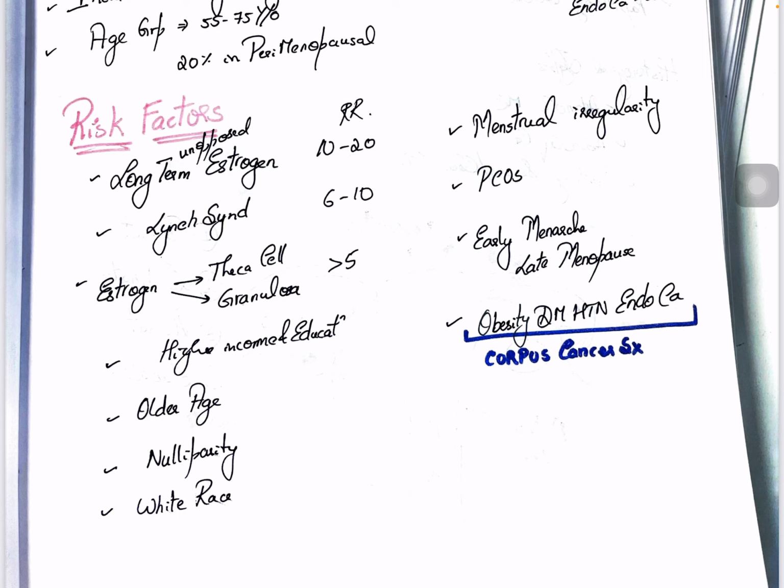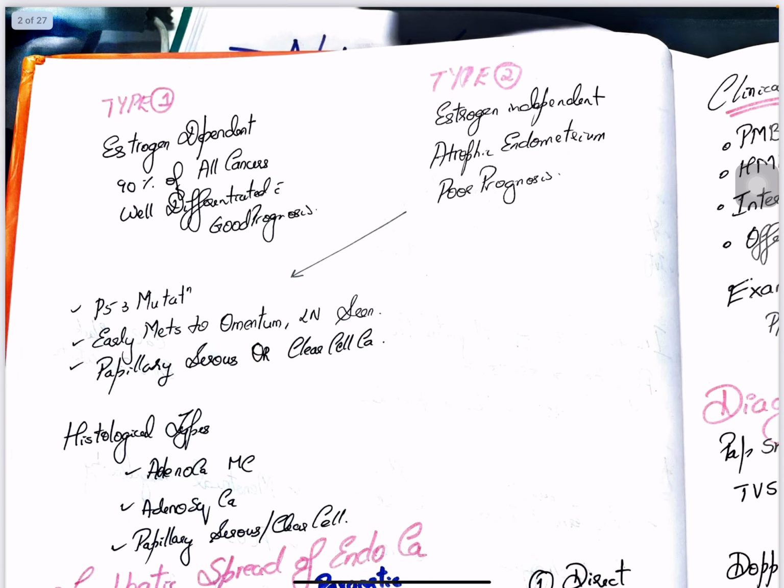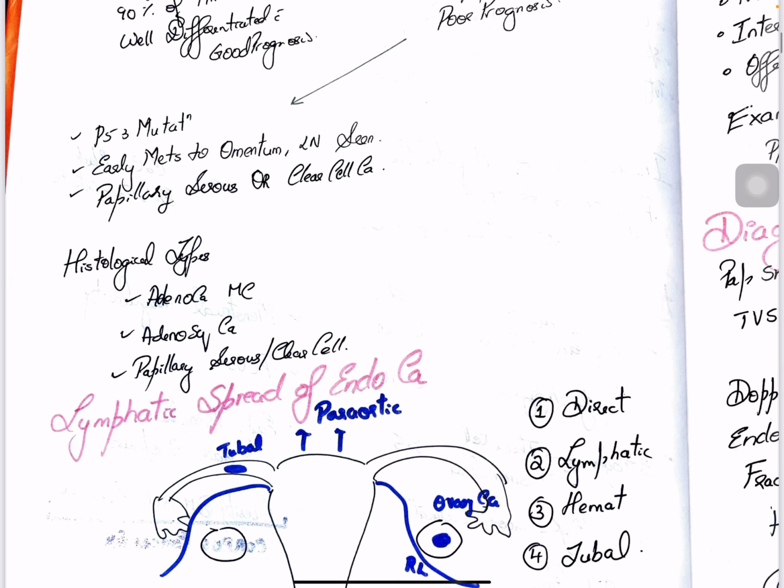That is obesity, hypertension, diabetes, and so on. Endometrial carcinoma types: we have two, estrogen dependent and estrogen independent. Estrogen dependent is the most common type. It's well differentiated, with good prognosis. Undifferentiated is because of P53 mutation in senile endometrium, atrophic endometrium. It has a poor prognosis, and it is usually papillary serous or clear cell carcinoma type.